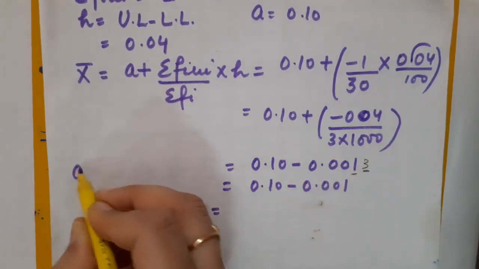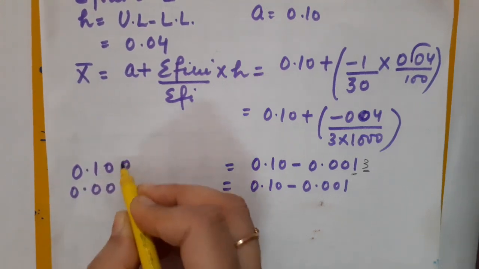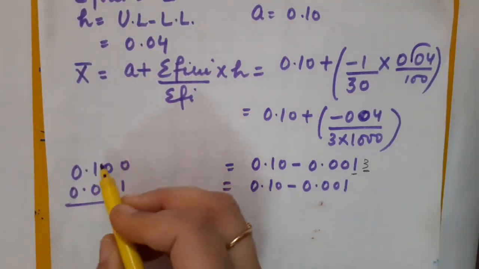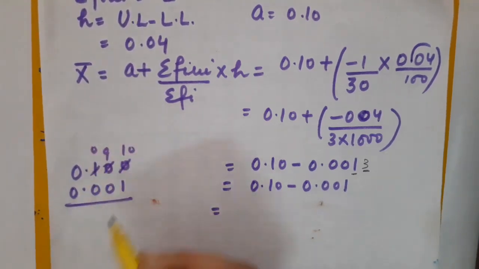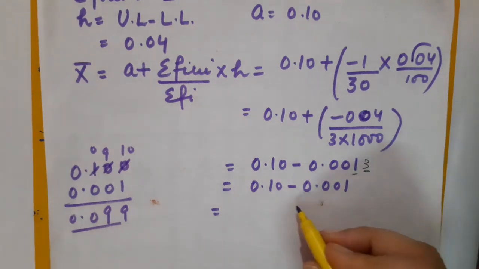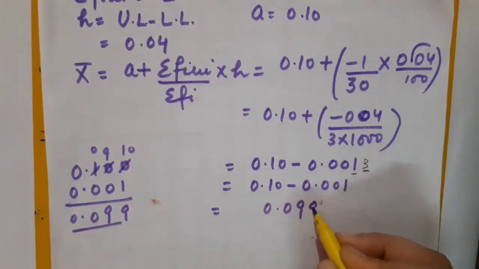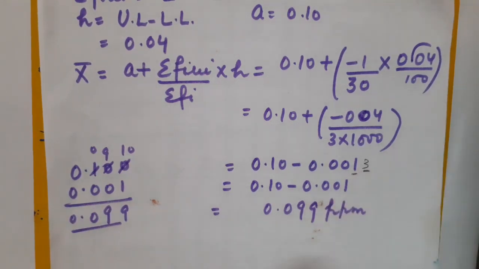So let us subtract it: 0.10 and now this is 0.001. Here also you can put 0. First of all make it 10. It would become 9 and it would become 0. So 10 minus 1 is 9. 9 minus 0 is 9. Then this is 0. So what I have got? I have got 0.099. Correct? This is ppm, meaning you can write per million. So this is actually the level of SO2 in the air.